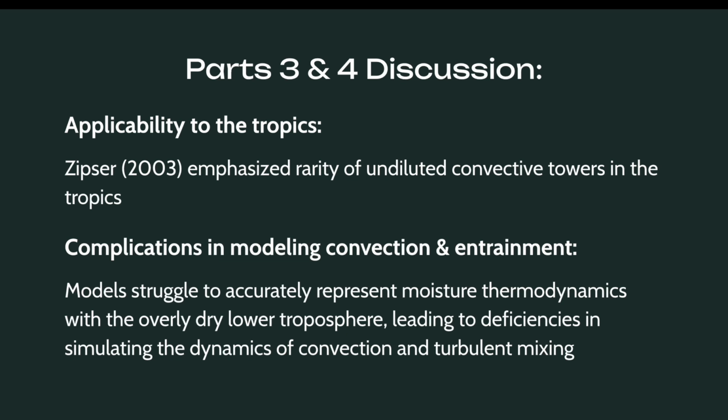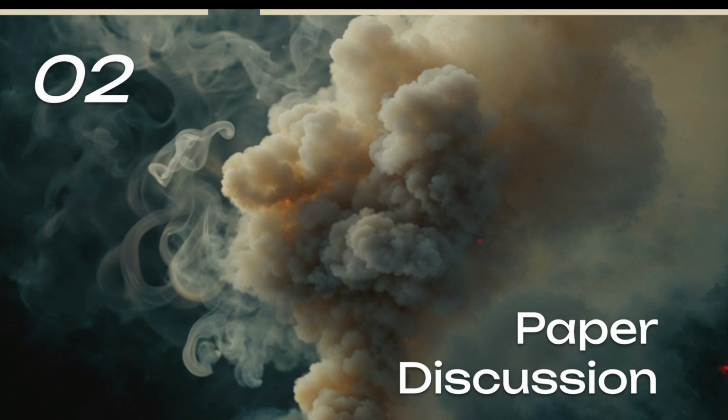And given that undiluted convective cores are extremely rare, as noted in the applicability to the tropics, part 3, we see that this misrepresentation leads to inaccuracies in simulating systems characterized by tropical deep convection, such as the MJO. Okay, so now I'm going to move on to the second part of this presentation, and that's going to be a discussion on the paper and its ties to my first AP question answers that I just went over.